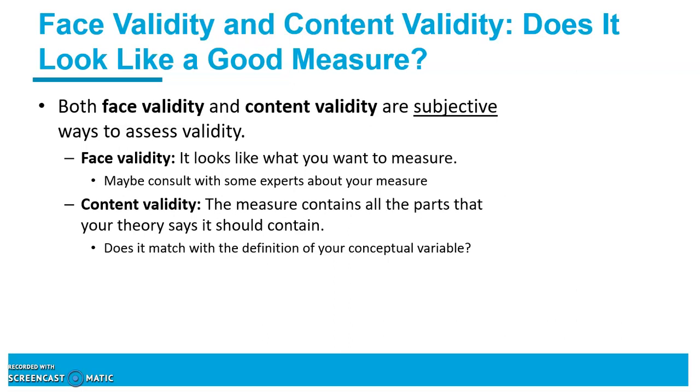Content validity. This is that your scale is comprehensive. That it captures all aspects of happiness or intelligence or depression, whatever your conceptual variable is. Depression is probably going to have more facets than simply do you feel sad. So you want to make sure that you capture that based on the definition of your conceptual variable.